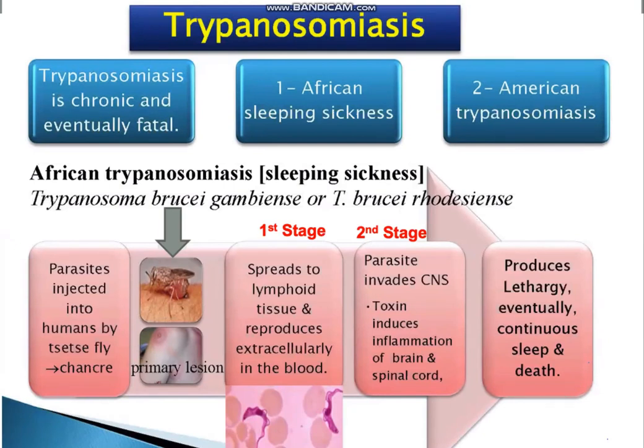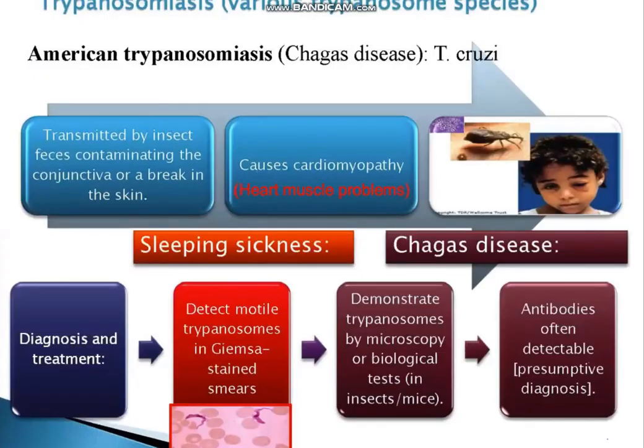Eventually, it will spread to other vital regions that control vital functions like heartbeat and oxygenation and so on. So that was the African. The American is the species called Trypanosoma cruzi, all right? Trypanosoma cruzi is the American one. The disease is called Chagas disease, all right?